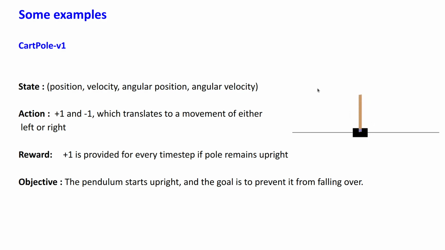What would be the action? Action will be +1 and -1, which translate to the movement of either left or right. You have only two actions, either go left or right. State would be the position, the velocity, the angular position and the angular velocity. So when I give you a problem and ask what the state is, you try to find all the information that should be encapsulated to decide what next action should be taken, right? So whenever I ask you some question, please try to formulate the state like that.